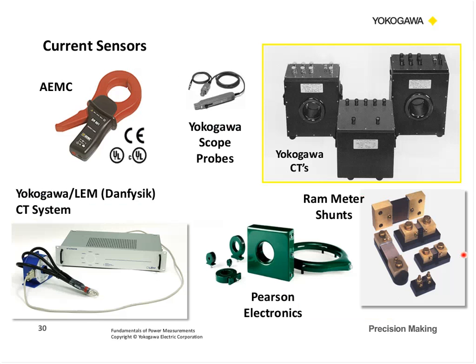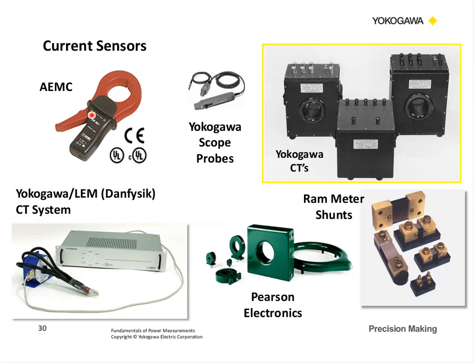Now, a lot of our instruments can only take so much current. Some of them can go up to 50 amps max. Others are a little bit lower. A lot of our applications are going to be a lot higher current, so we're going to need to use some type of a current sensor. We offer a lot of different sensors. Some of them we make, others that we work with and resell.